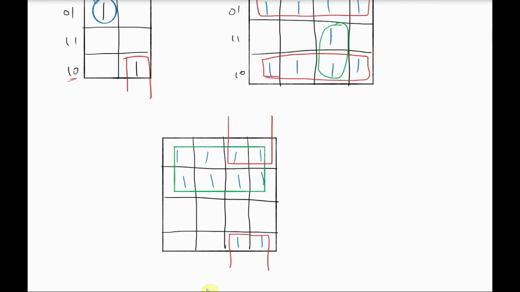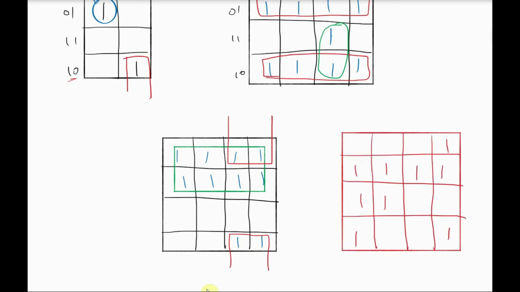We will see another kmap now. So this is another kmap. How to group this?